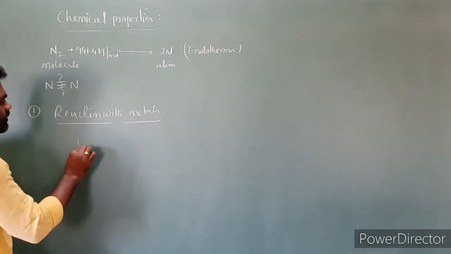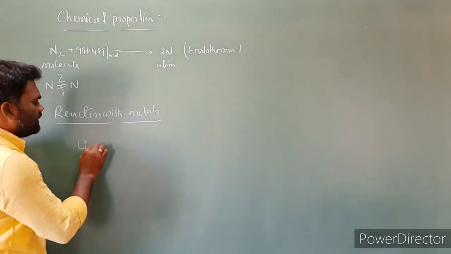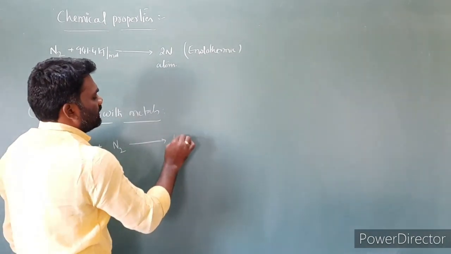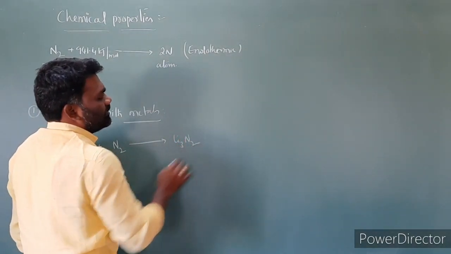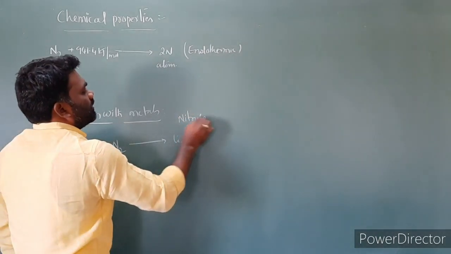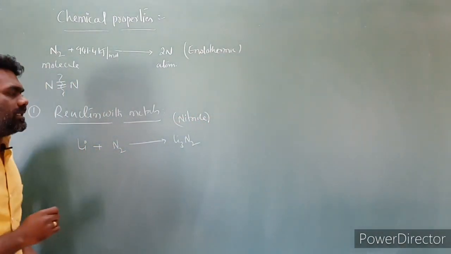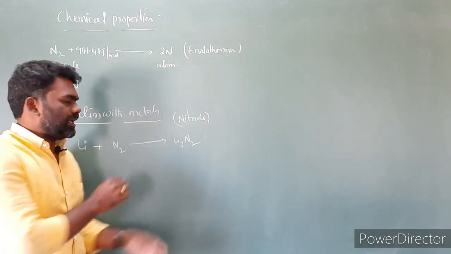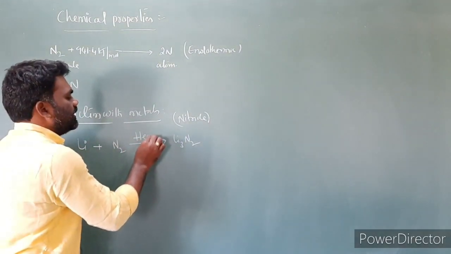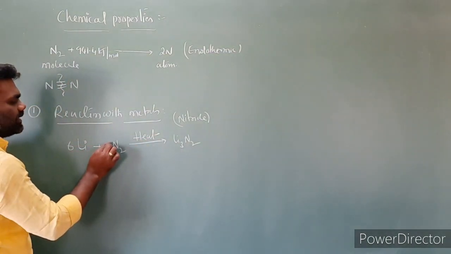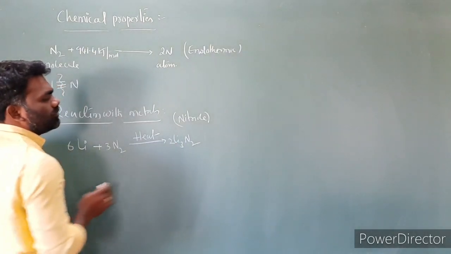For example, first lithium. Lithium reacts with nitrogen. The product is Li3N, lithium nitride. So the product we are going to get here is nitrides. And if it reacts with magnesium, we will get magnesium nitride. This is at a high temperature, heat. So we have to balance it. This we can take 6, this we can take 3, this we can take 2.